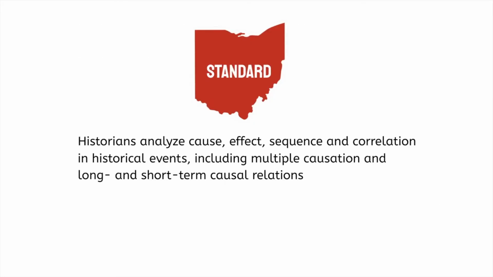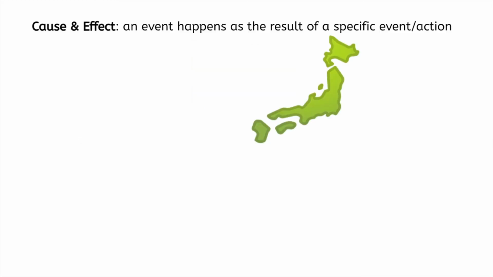The fourth standard is an interesting one. It says, historians analyze cause, effect, sequence, and correlation in historical events, including multiple causation and long and short-term causal relations. Now, don't get overwhelmed by the language and the length of this standard. It's actually quite simple. So let's break it down and look at the different parts of this standard. First, we're talking about cause and effect, and that's pretty easy to understand, especially when you're studying history.